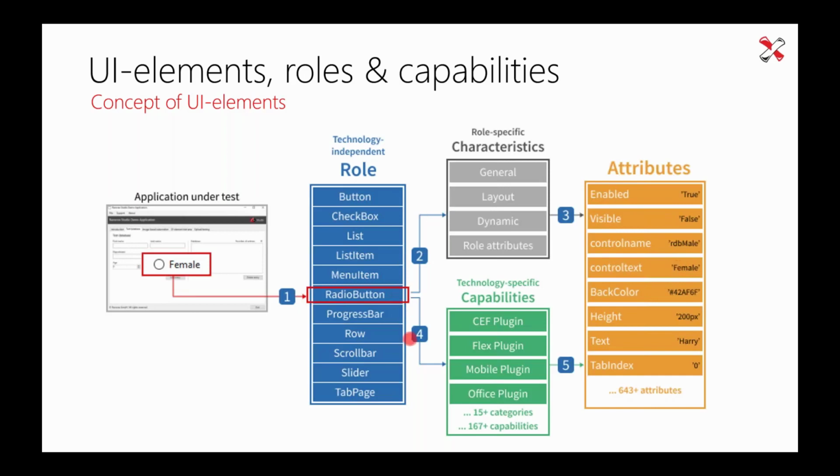And on the other hand, we have technology-specific capabilities, which classify or try to derive the technological background of the UI element, when it comes to, let's say, a WinForms element, a mobile plugin, an Office plugin, and so on. We have some 15 plus categories and more than 167 capabilities, and they also end up in attribute value pairs. At the end, you have access to all of those attribute value pairs when it comes to identifying and tracking a UI element.